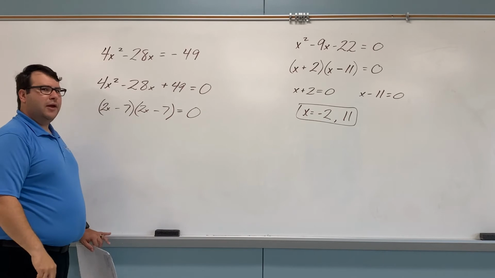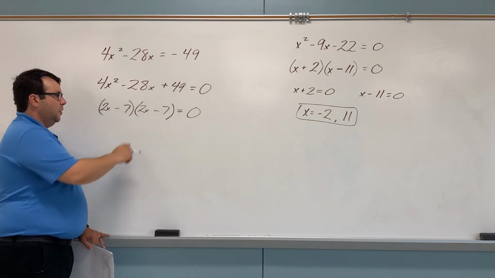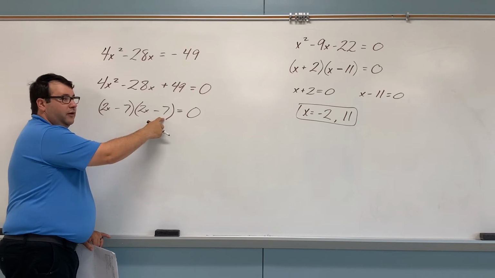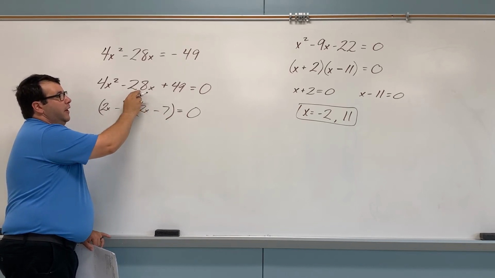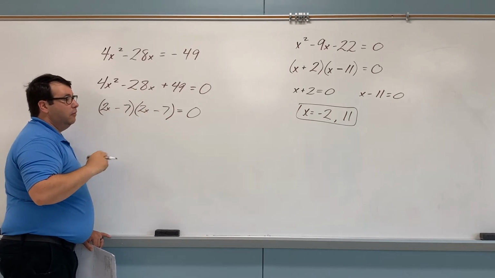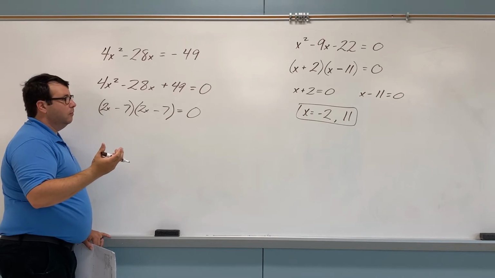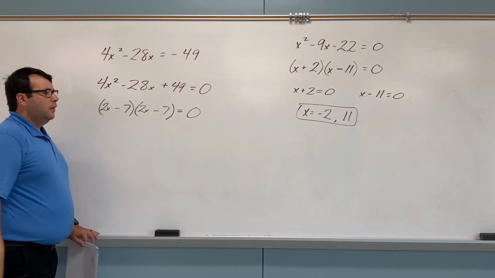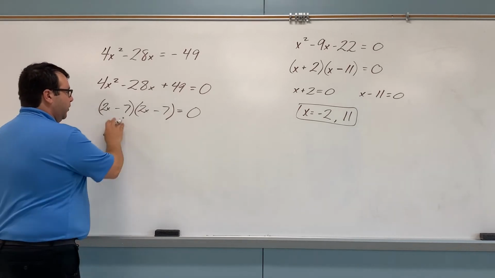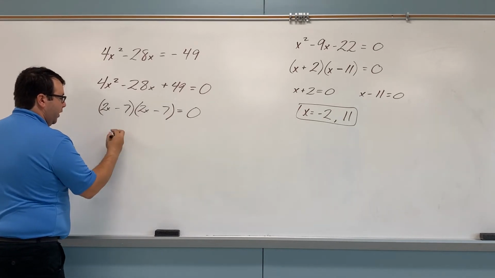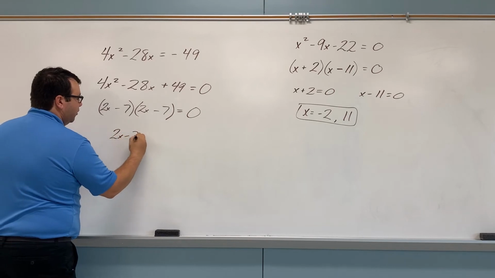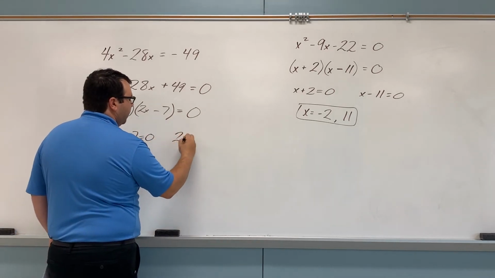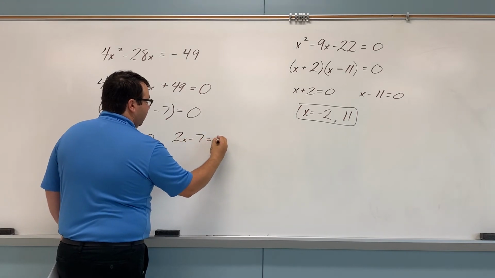Now, how do I know that actually works? Well, check it. This is a negative 14x. This is a negative 14x. When combined, that gives you a negative 28x. So yeah, absolutely, this works. Now, let's assume that you just go from this point where you have two identical pieces, and you say, I have 2x minus 7 is equal to 0, because I'm following that zero product property. 2x minus 7 is equal to 0.